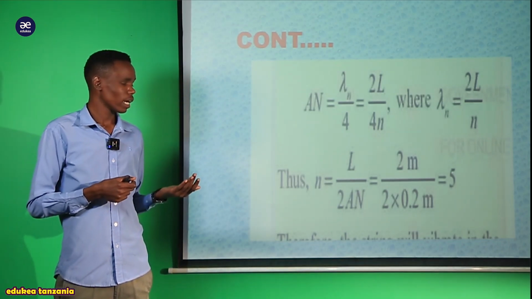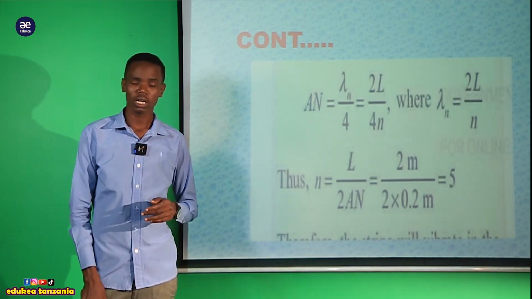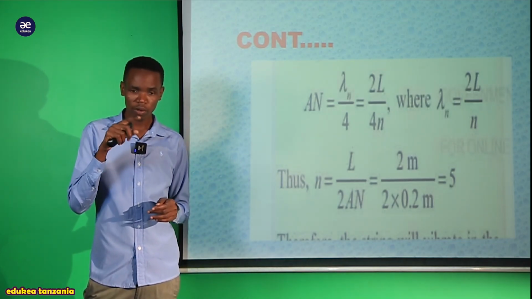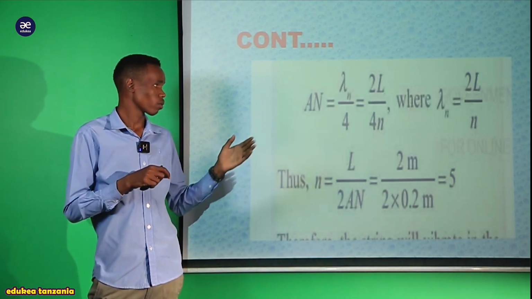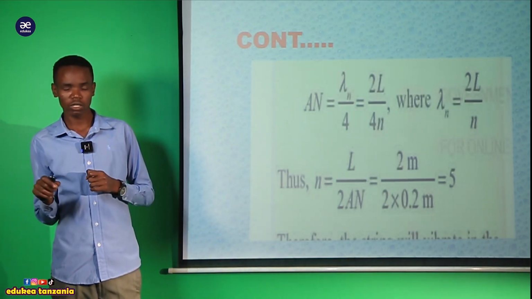But we know that this wavelength of the nth harmonic must be equal to 2L. So the wavelength of the nth harmonic will be equal to 2L, but more precisely it will be 2L divided by n.